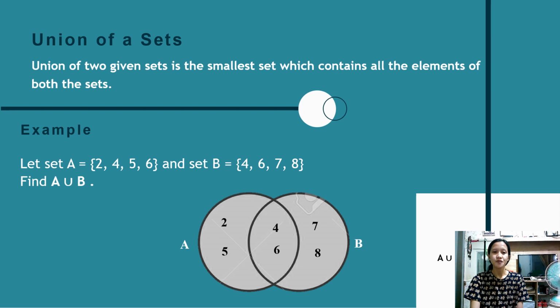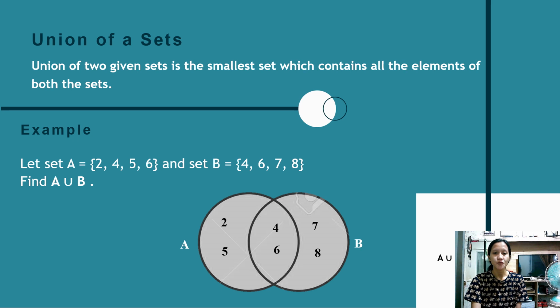So let's talk about the first operation on sets, which is the union of a set. The union of a set is defined as the smallest set which contains all the elements of both sets. Meaning to say, when we say union, the operation involved here is addition. We will simply add all the elements of set A and set B. Remember, there should be no duplication when it comes to the elements of a set. So we will add A and B, and if there are repeated elements, then we will write them once only.